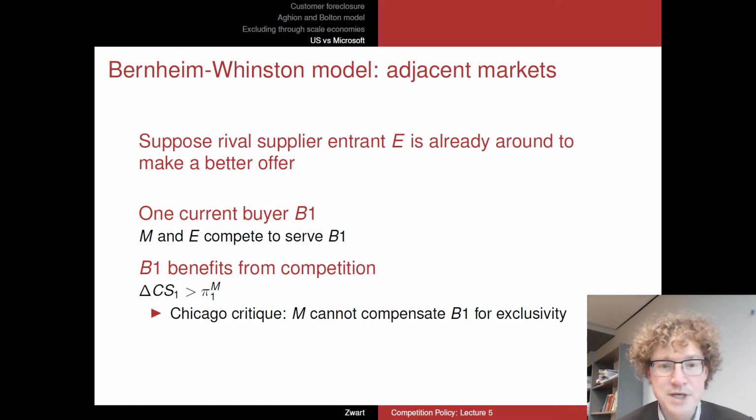if they enjoy competition, and actually this additional consumer surplus outweighs the total monopoly profits that this incumbent Microsoft could make if they manage to persuade this buyer to sign an exclusivity contract. So in that case, of course, the Chicago critique is operating, because M can in no way give enough money to this buyer B1 to persuade this buyer to sign this exclusivity arrangement, because the max that M will be willing to pay is the profit it can make by being a monopolist, but actually the max that B1 can enjoy from not signing, this delta CS, is bigger than that.